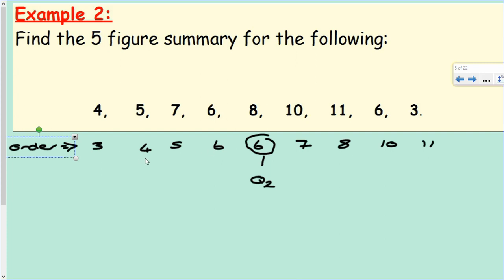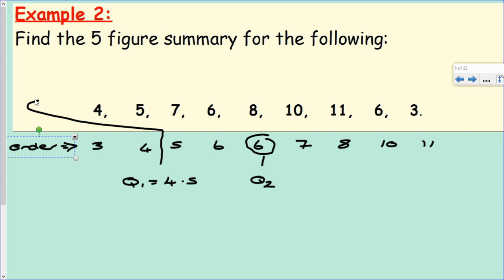I can't pick this 4 because then I'd have 1 on one side and 2 on the other. The same goes for the 5. I can't pick the 5 because I have 2 on one side and 1 on the other. So if we've got an even number, then we're going to take the number right in the middle. We're going to split a wee line down. So our Q1 is actually between 4 and 5, which for me is 4.5.